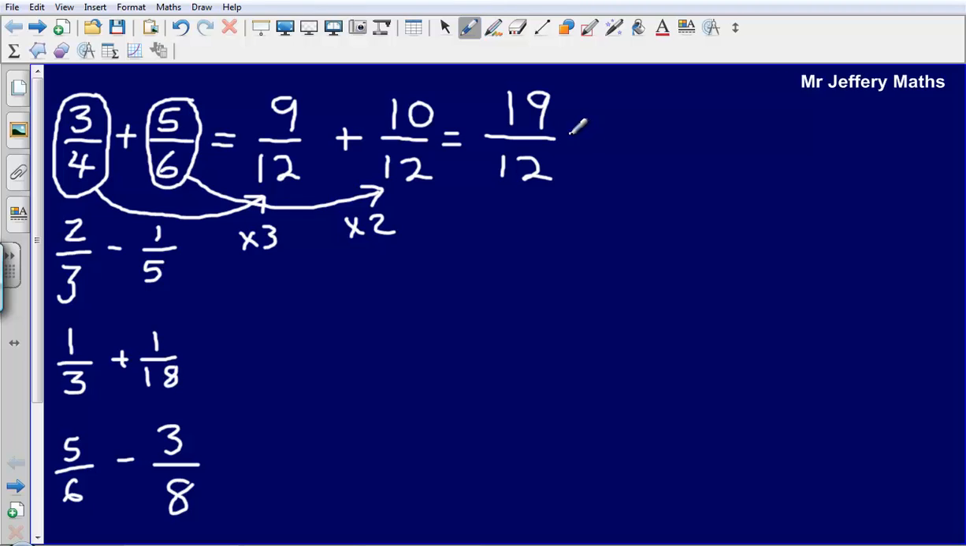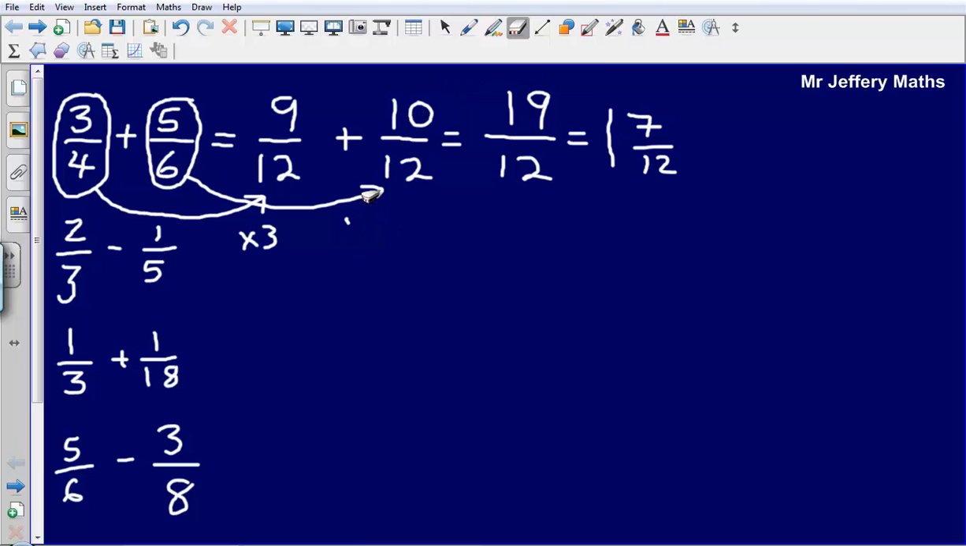However, we can do something with this first. We could also write this as a mixed number. At the moment it's a top heavy fraction. The number on the top is bigger than the number on the bottom. So we're going to just turn this into a mixed number. How many 12s fit into 19? 1. And then what's our remainder? Well, our remainder here is 7, and we would divide it by 12. So 19 over 12 is the same as 1 7/12.